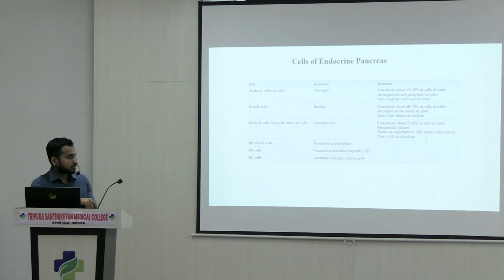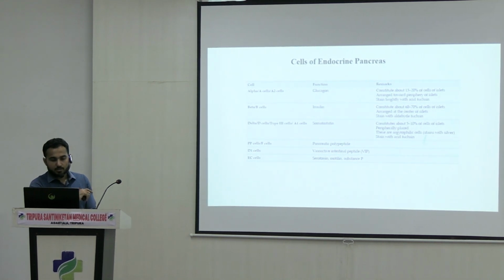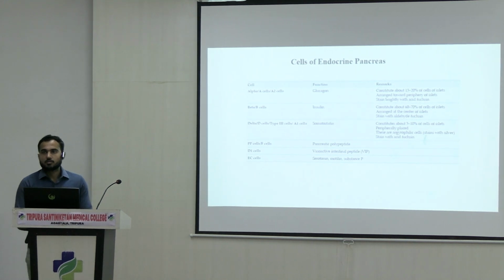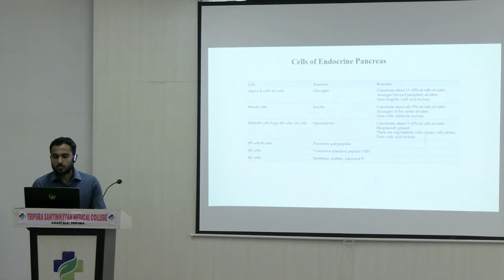Next, other types of cells which can also be found in the islets. It includes F cells, which produce pancreatic polypeptide; D1 cells, which produce vasoactive intestinal polypeptide; and EC cells, also called enterochromaffin cells, which secrete serotonin, substance P, etc. Their numbers are very low. Mostly alpha cells, beta cells and delta cells form the majority of the islet population.